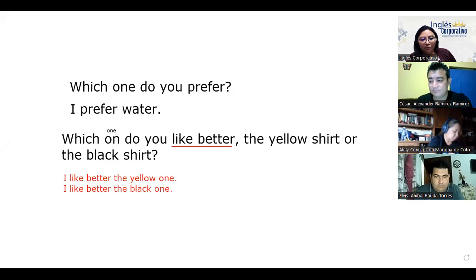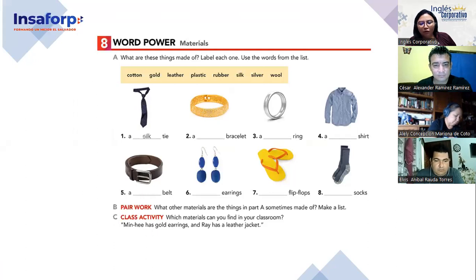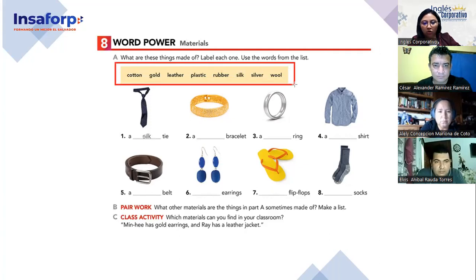Si se fijan, tenemos materiales, materials in English. What type of materials do we have in English? I have some examples in this picture. Look at the material. Cotton, gold, leather, plastic, rubber, silk, silver, and wool.